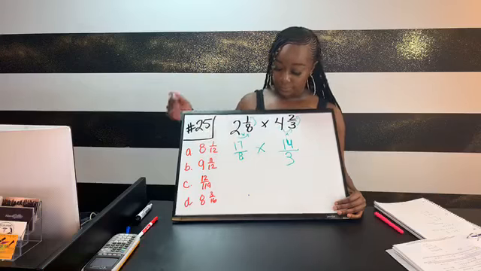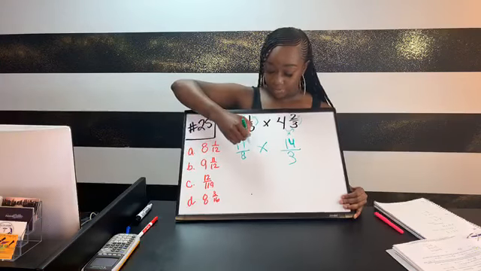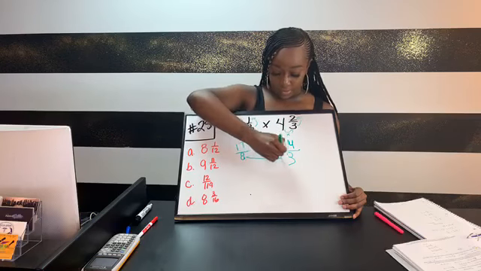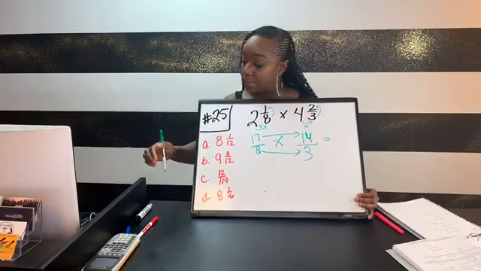14 over 3. All right, and from here, whenever we're multiplying fractions, you just multiply straight across, top to top, bottom to bottom. So we're going to do 17 times 14, and then 8 times 3.